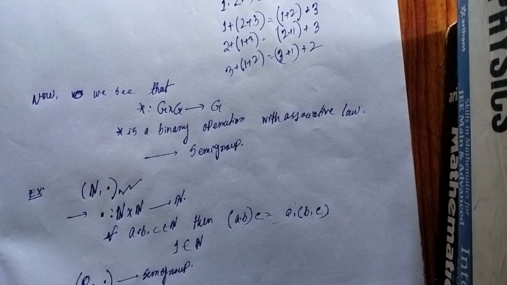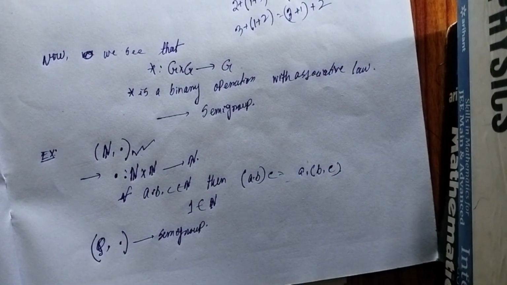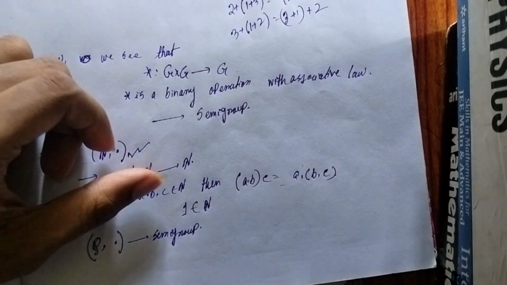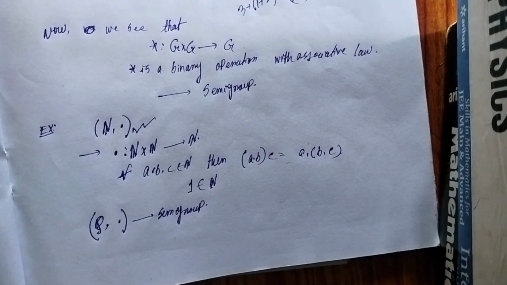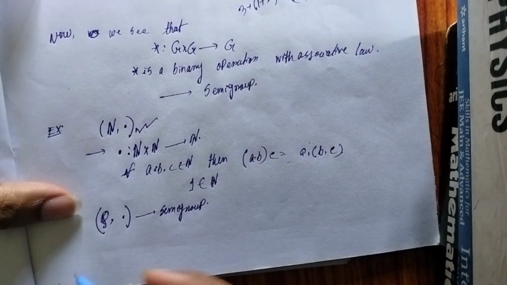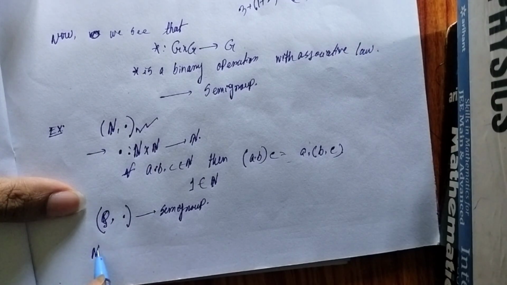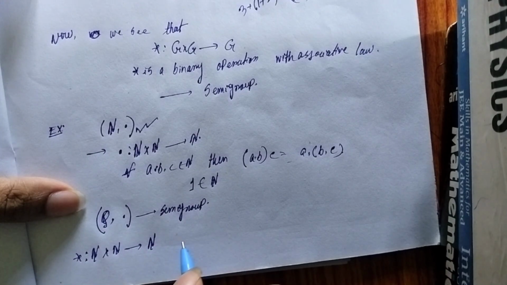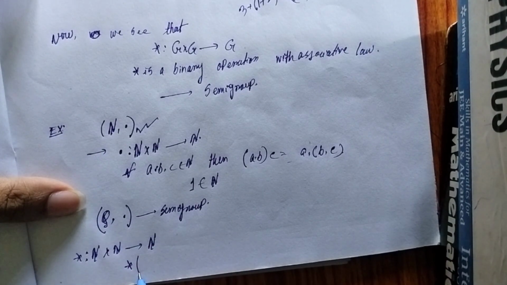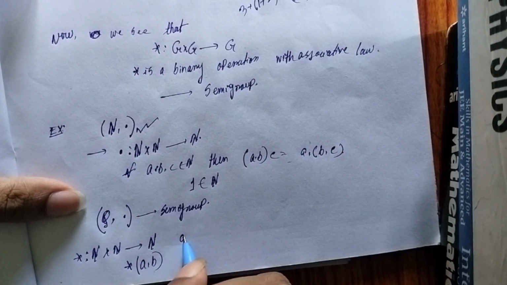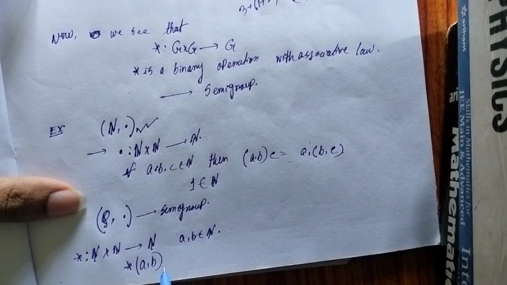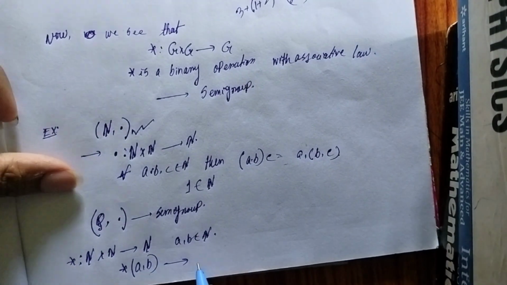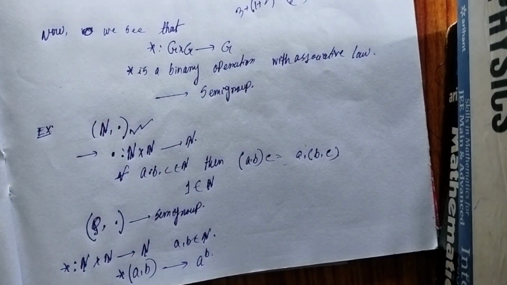Now let us take an example which is not a semigroup. We already went through such an example in our last class. Now, taking another, interesting example. Let's say star is an operation, N cross N to N, and we are defining star as a star b equals a to the power b, where a, b belong to N. We are defining the operation like this.